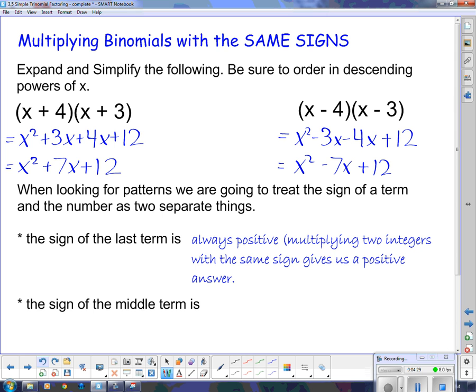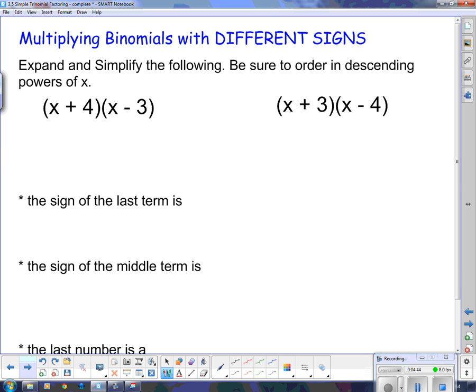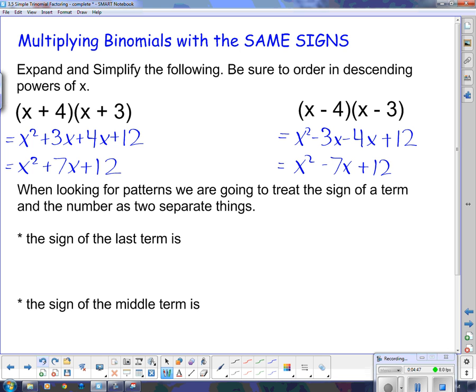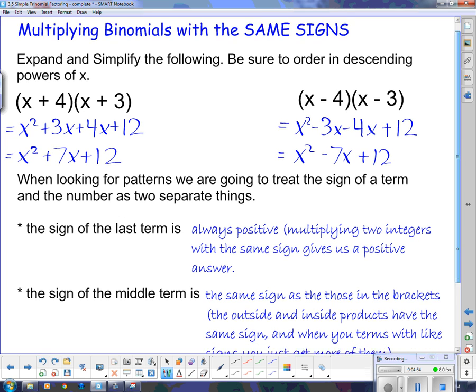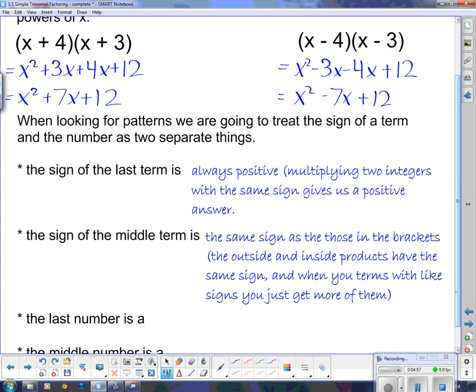Okay, how about the sign of the middle term? Well, the sign of the middle term here is negative, and I got negatives in the question. The sign of the middle term here is positive, and I got positives in the question. Coincidence? I think not. So we can say that the sign of the middle term is the same sign as those in the brackets. The outside and the inside products have the same sign. And when you combine terms with like signs, you just get more of them. So we just collect them up, and they stay the same sign.